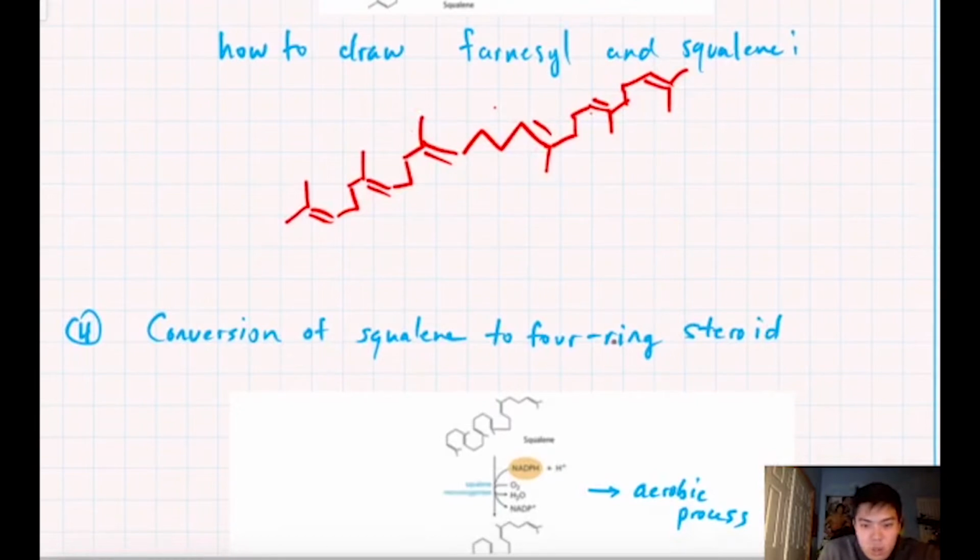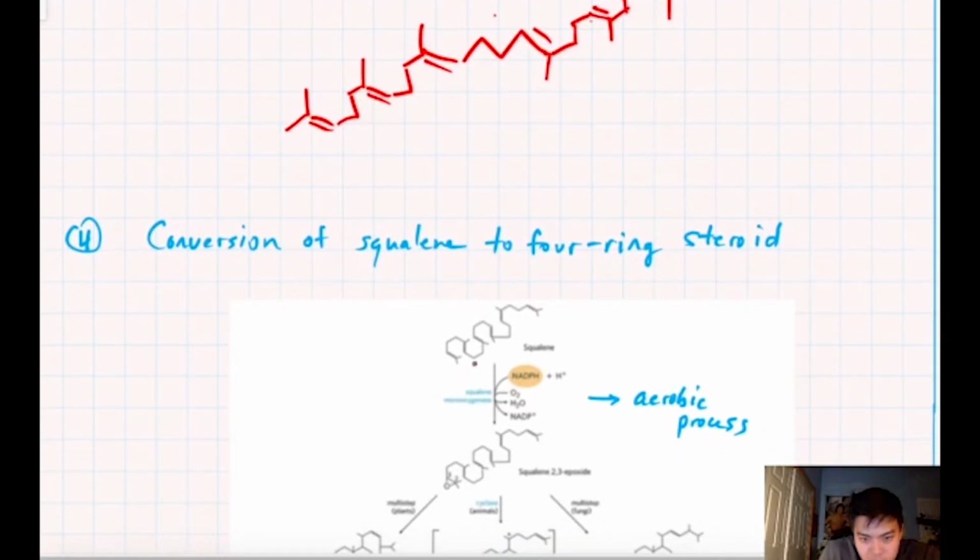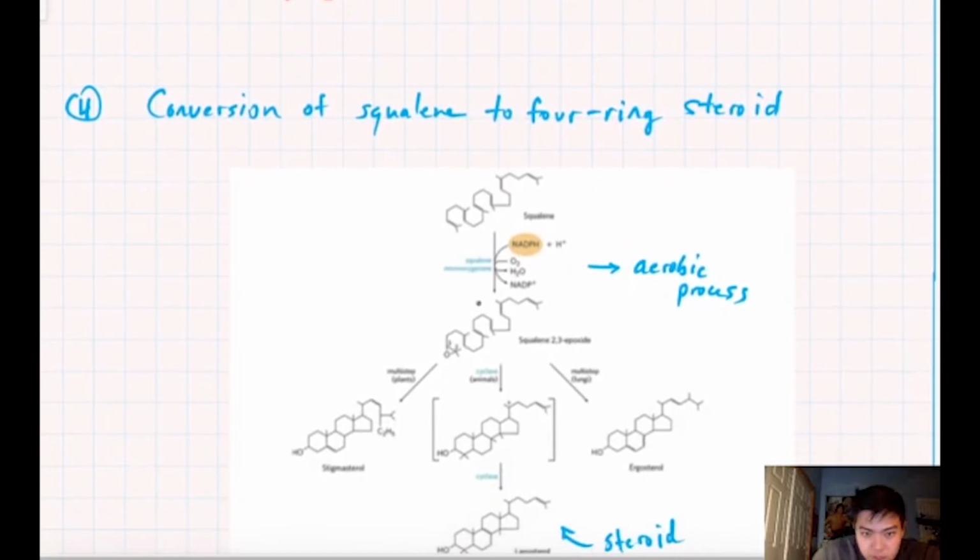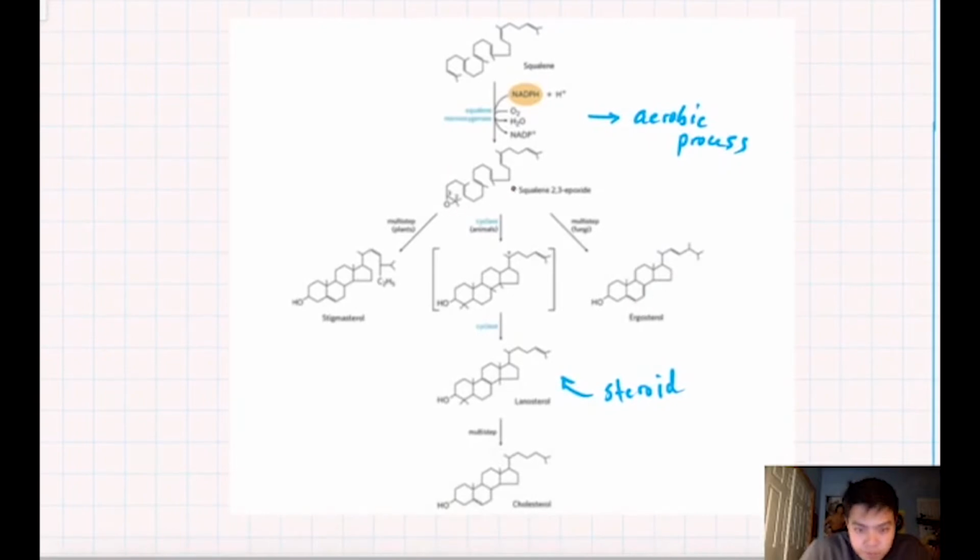Now, conversion of squalene to a 4-ring steroid. So this is your squalene. You can actually rotate about these single bonds, and you get something that looks a little bit more like this. So it looks like a steroid group that kind of has gaps in it, right? So you're going to use a squalene monooxygenase with redox currency and O2. And you're basically just going to oxidize this thing and make squalene 2,3 epoxide. I don't know if you guys remember some of your OChem.